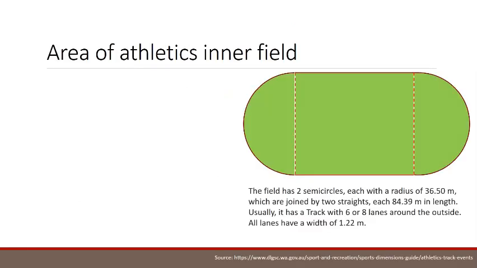Let's now have a look at the area of the inner field inside the athletics track. There are very strict rules about athletics tracks, so that they are all the same across the country. Each has a radius of 36.5 metres, joined by two straight lines which are each 84.39 metres in length. And usually there are 6 or 8 lanes for runners around the outside, each having a width of 1.22 metres. The question we have is to find the area of what is shaded green. And firstly, this is what we've been given in the question. R equals 36.5 metres. L, the length, is 84.39 metres.